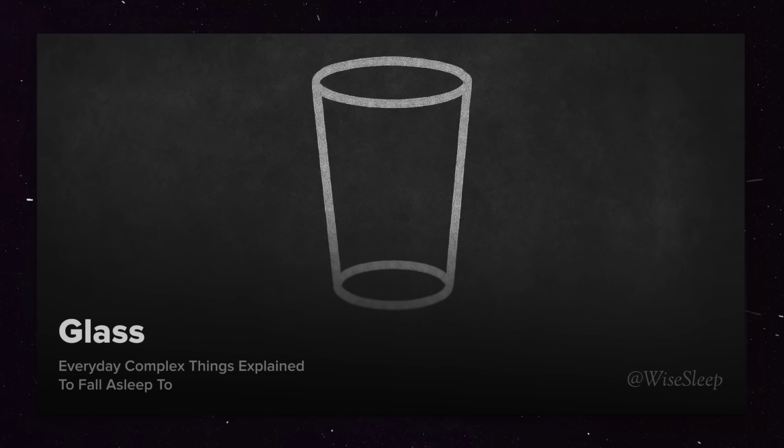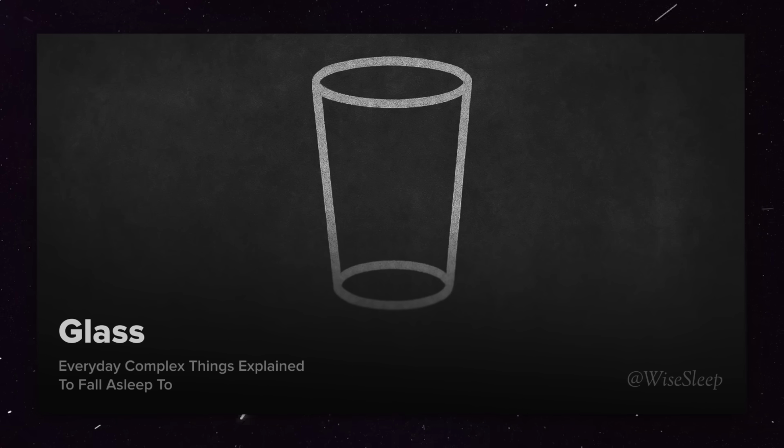Whether it's your phone screen, a window, or a drinking cup. At its core, glass is made from sand. Specifically, it starts with silica sand, which is mostly made of silicon dioxide. When this sand is heated to extremely high temperatures, over 1700 degrees Celsius, it melts into a thick, clear liquid. If cooled quickly and evenly, this liquid doesn't crystallize like most materials. Instead, it forms a rigid, transparent solid, glass.